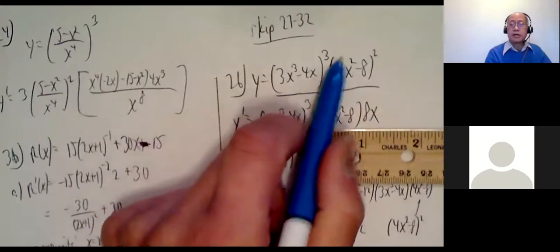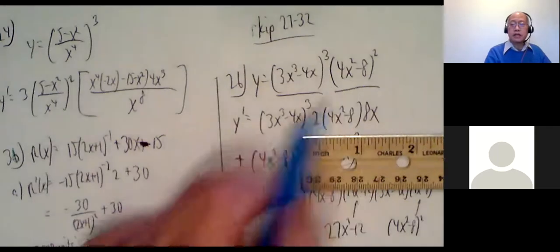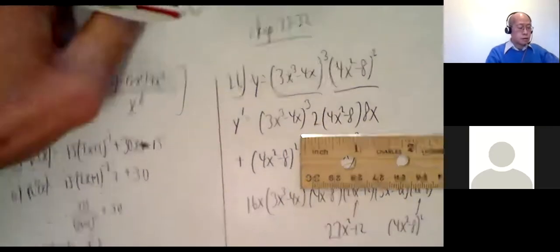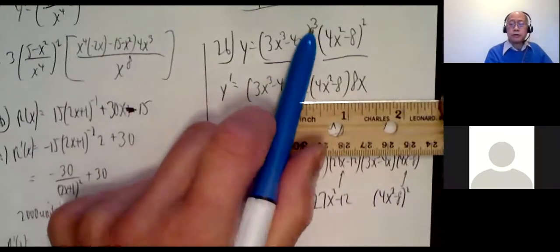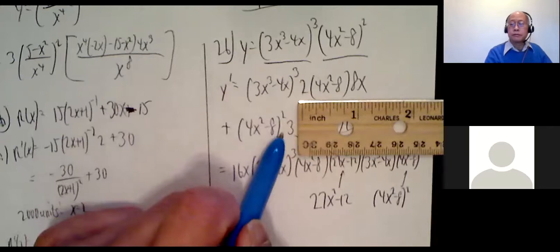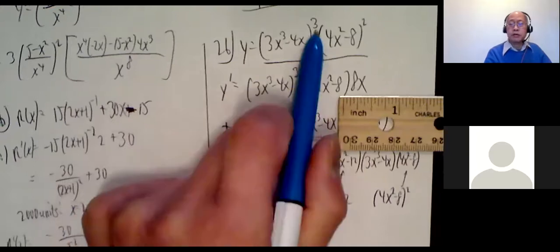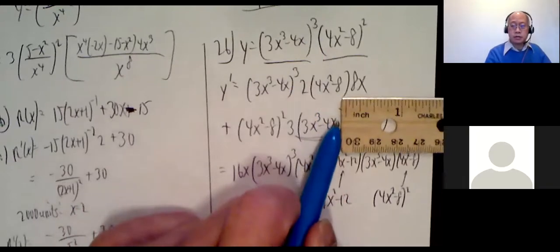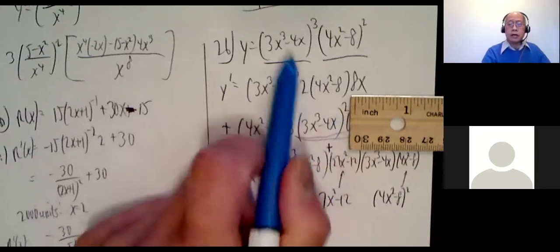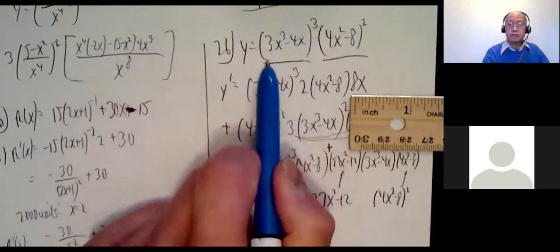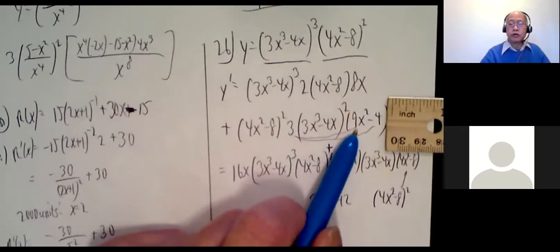Plus, other way around, second function. Copy the second function. There it is. 4x squared minus 8 squared. Times the derivative of the first. Derivative of the first. 3 times 3x cubed minus 4x raised to the second squared times the derivative of the inside. What's the derivative of this thing right here? 9x squared minus 4.